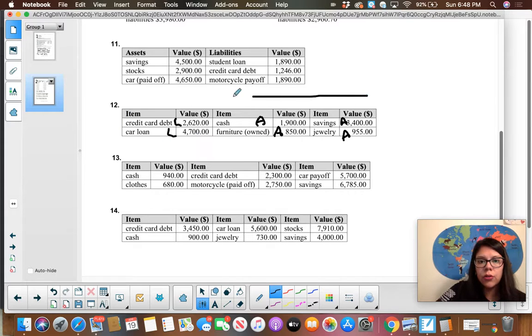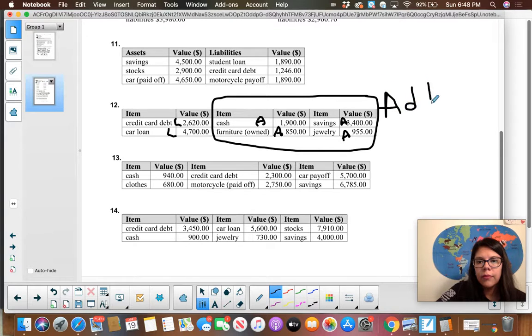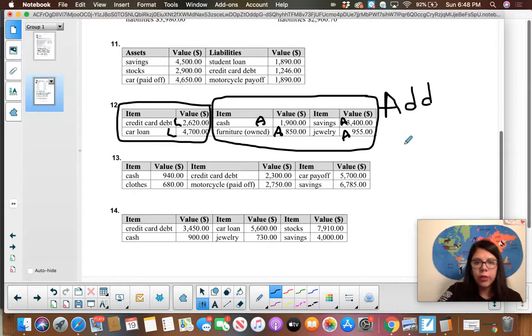So you need to add these up. Okay, you need to add these. And you need to add these. Okay, and then subtract the two answers you get, and that's going to be your net worth. Same thing with 13 and 14.